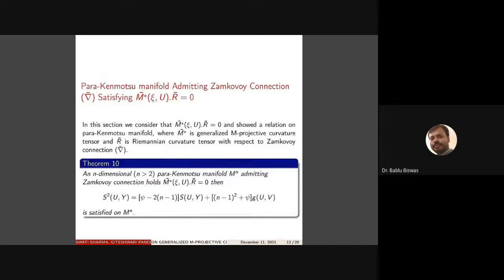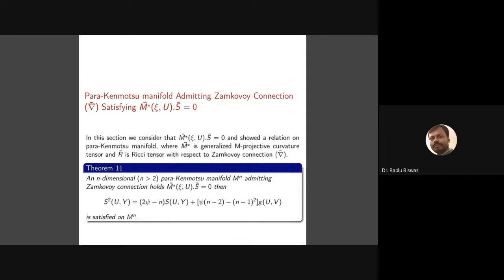In this section, we considered that M bar star Xi u dot R bar equal to 0 and showed a relation on para-Kenmotsu manifold where M bar star is the generalized M-projective curvature tensor and R bar is the Riemannian curvature tensor with respect to Jamiaco connection del bar. Theorem 10. An n-dimensional, n greater than 2, para-Kenmotsu manifold admitting Jamiaco connection holds M bar star Xi u dot R bar equal to 0, then the given equation is satisfied on Mn.